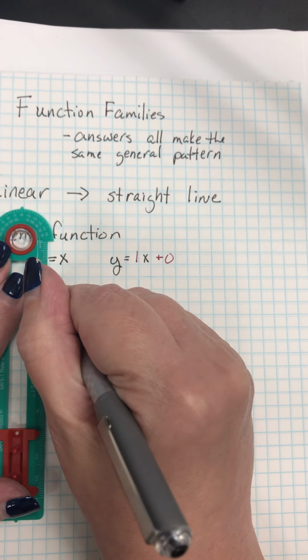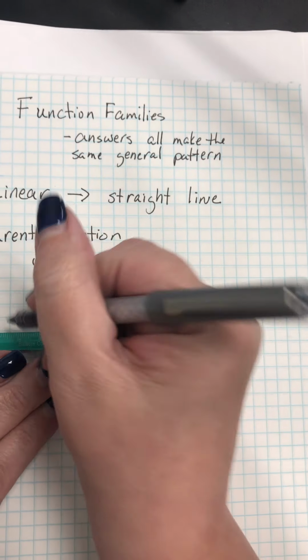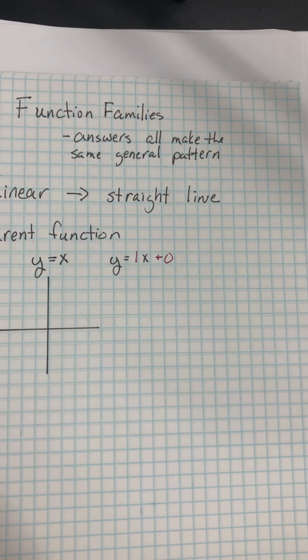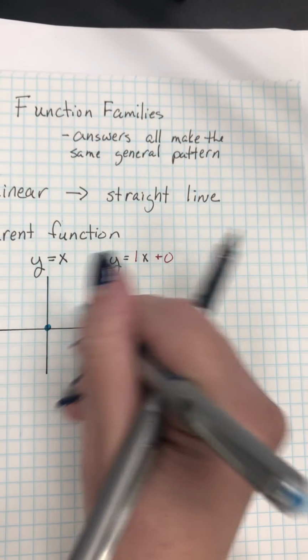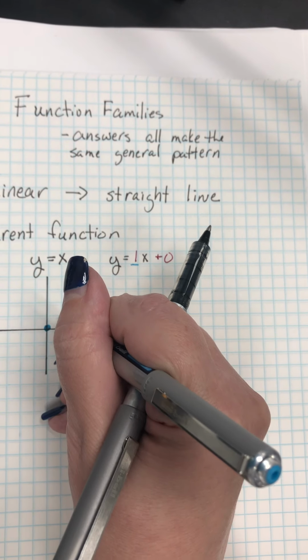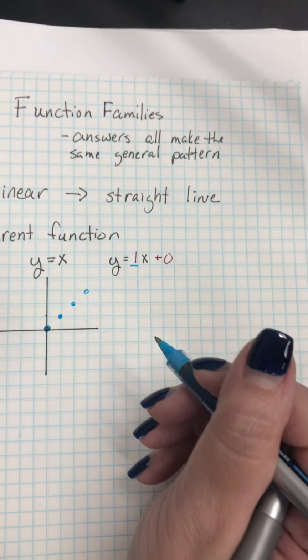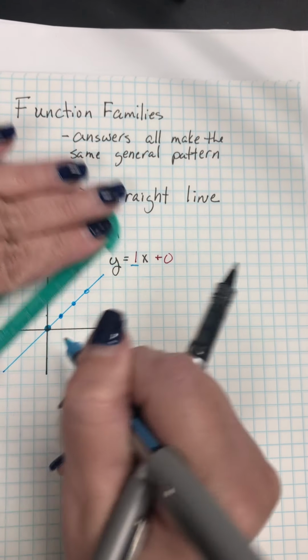So when we graph our equation, we have an intercept at 0, and our slope is a 1, so it's up 1 over 1. And this is our basic linear equation.